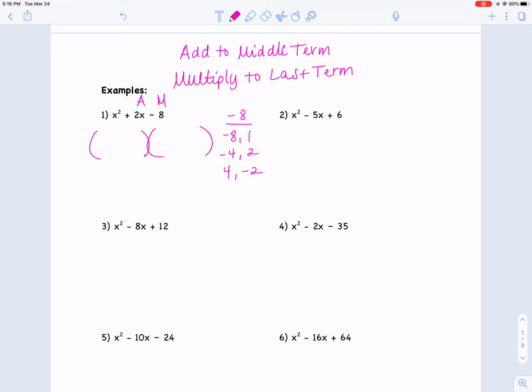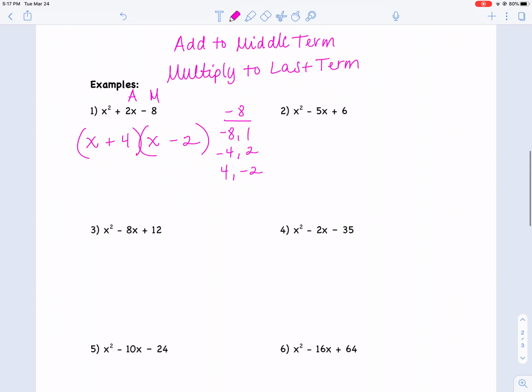Those two numbers, +4 and -2, they multiply to -8, and they add to +2. So remember, your x goes in the front, just like normal. I need a +4, and the sign goes with it, -2, and that would be your answer. Okay, everybody sees that? Let's try number 2.